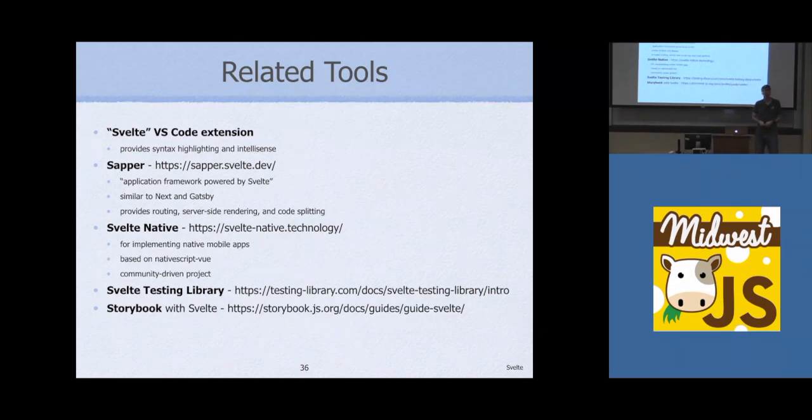Then there's Svelte Native if you want to write mobile apps. This is based on NativeScript Vue. It's a community-driven project. I don't expect that it's all that mature just yet. Probably not yet a competitor to React Native, but at least it's moving in that direction. I mentioned the Svelte Testing Library. And then Storybook is an interesting tool that you can use for demoing your components to people.